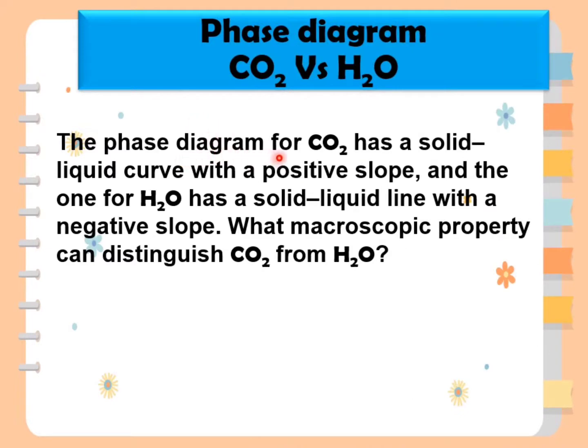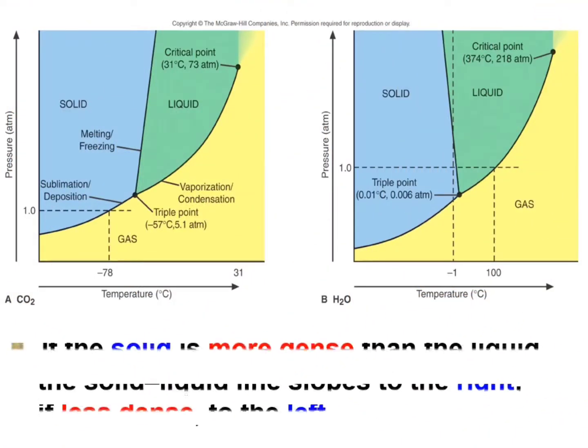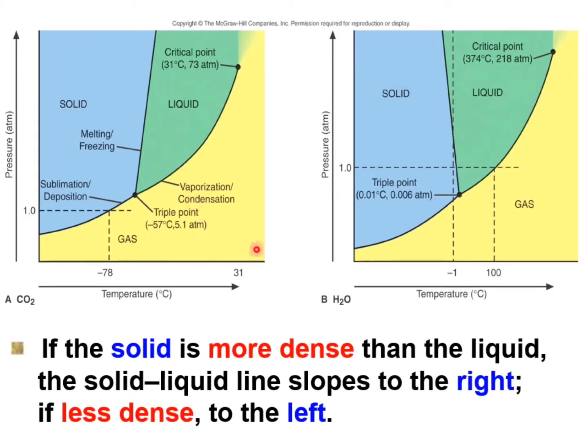Okay class, the phase diagram for CO2 has a solid liquid curve with positive slope. Ini saya dah explain tadi why. And the one for H2O has a solid liquid line with a negative slope. What macroscopic property can distinguish CO2 from H2O? Macam mana kita nak bezakan? So ini contoh dia. Ni jawapan dia. So jawapan dia kalau soalan tanya, kan, kenapa CO2 dia ada positive slope while H2O dia ada negative slope? This is the reason. Reason yang paling kukuh.